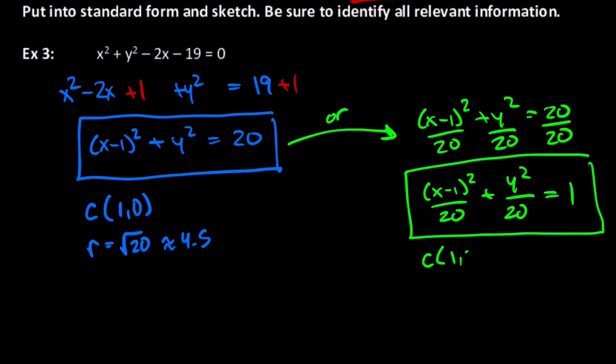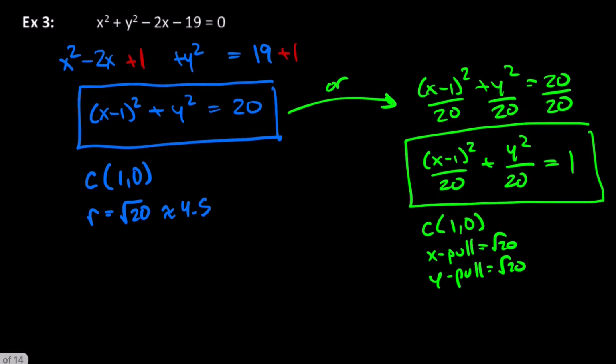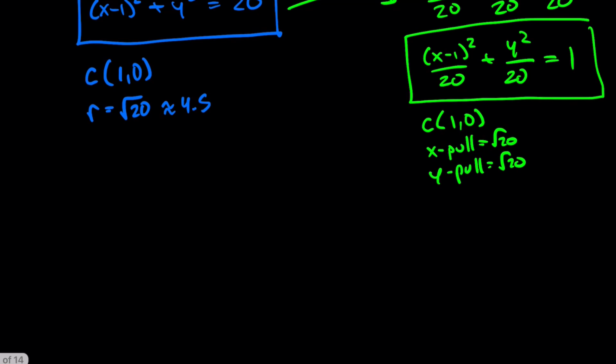My center is still going to be 1, 0, but now you might do something like this. Oh, well, the x pole is the square root of 20, and the y pole is the square root of 20. Both of those are the same. So whether you recognize this as a circle or treat it as an ellipse, but then understand, well, the x pole and the y pole are the same, oh yeah, that just means it's a circle. It doesn't matter. You're going to end up with the same sketch, and that's kind of cool. And also, that would be acceptable if you leave that as your standard form equation of a circle. That's equivalent to this one right here. All right, super quick sketch, then we'll move on.